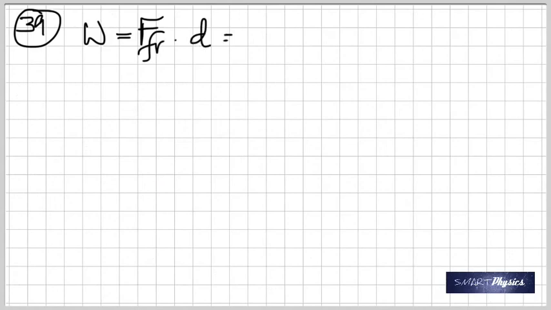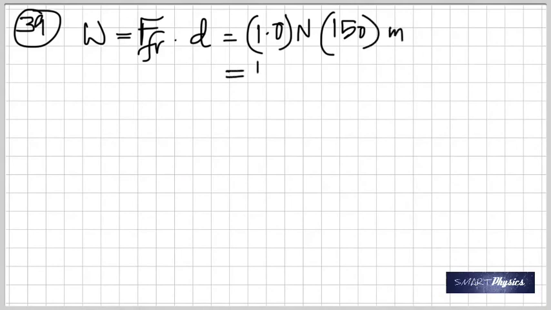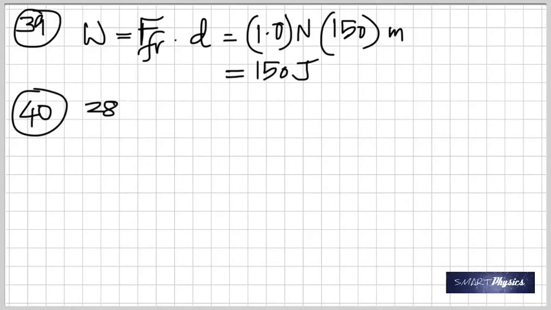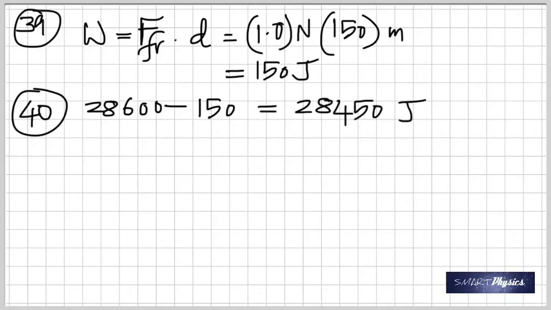39. Work is force of friction times distance. 1 times 150. Anyway, 150 joules. Number 40. This was the kinetic energy if there was no air resistance. So that much is lost. So take away that number and you get 28,450 joules.